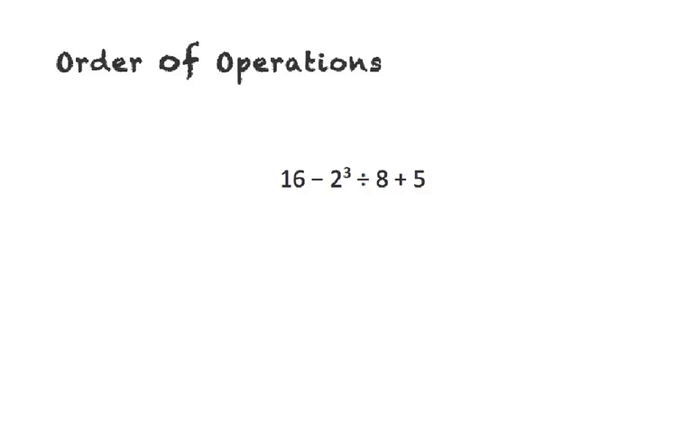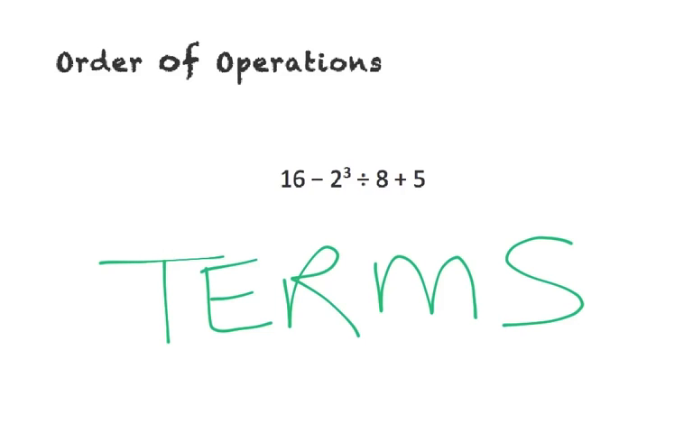Now, the order of operations has a lot to do with the terms in your expression. And terms are all of the pieces that make up a larger expression. The terms in an expression are separated only by addition and subtraction. Multiplication and division are sticky operations in that they stick numbers together. They group numbers together. So addition and subtraction are the only things that really separate terms.